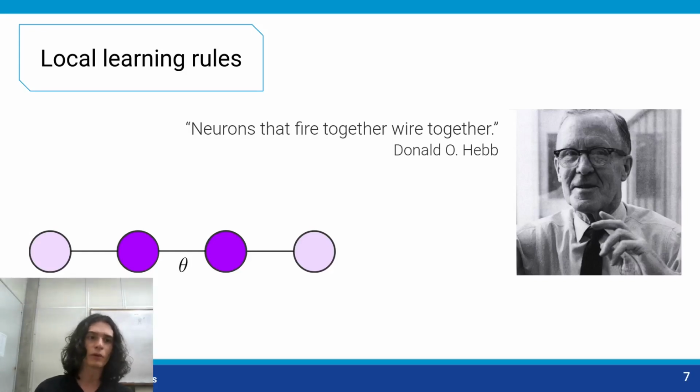Some famous local learning rules are the Hebbian learning rule. That one was the first training rule for neural networks, which states that neurons that fire together wire together. But there are also other training rules. For example, besides the Hebbian learning rule, there are Oja's rule and feedback loop.